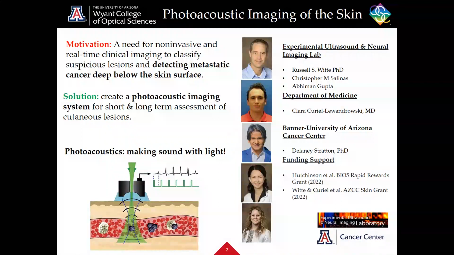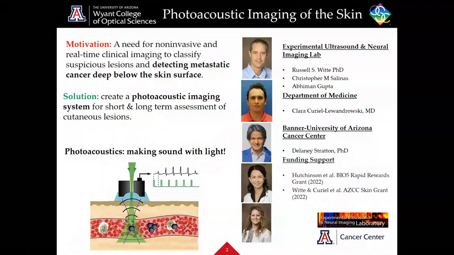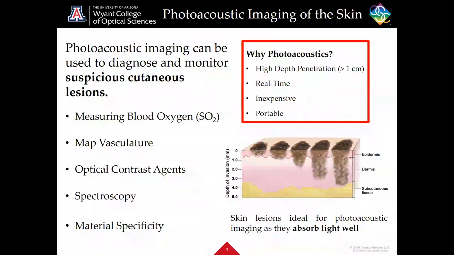Now, this is advantageous because our image contrast is based off of the optical properties rather than the mechanical properties. So we can try and differentiate materials with similar mechanical properties that might have different optical properties. And what this means for looking at skin lesions specifically is that it enables us to measure things like blood oxygenation. We can map vasculature, introduce exogenous contrast agents, and perform spectroscopy, which is particularly important when you're trying to diagnose and monitor suspicious cutaneous lesions.